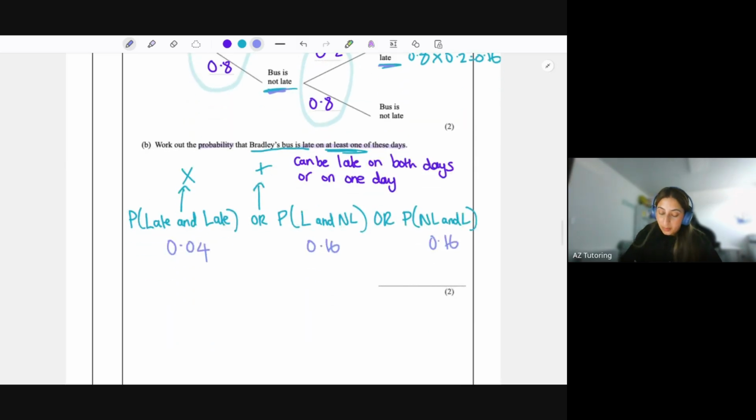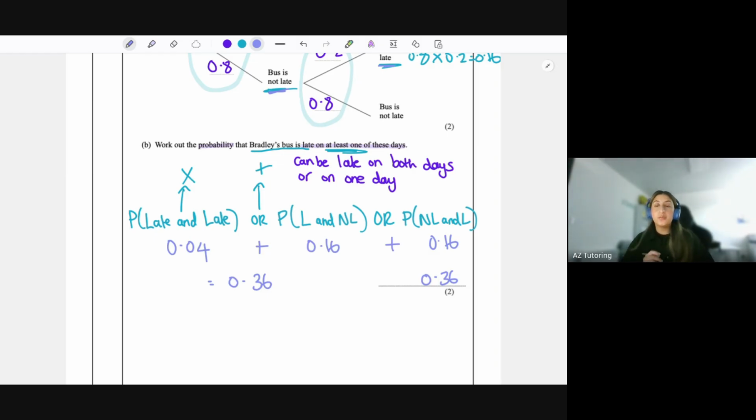And whenever we see an or, we have to add. So we're going to add these all up. 0.4 add 0.16 and 0.16 is 0.36. So that's the probability that Bradley's bus is late on at least one of the days.